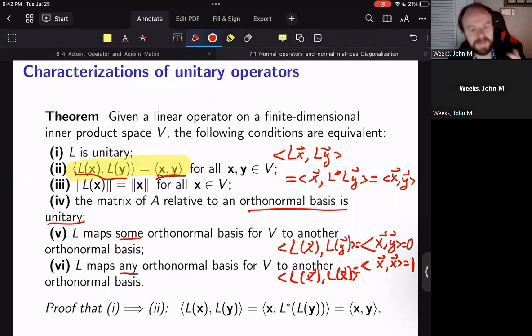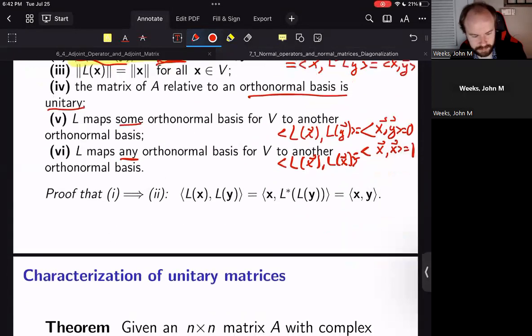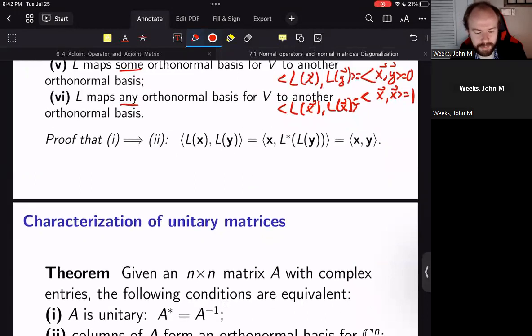Now, this can work for any. If I just show that this operator works for some orthonormal basis, then indeed that can show that this operator is unitary and hence it works for any orthonormal basis here. So we can see here that little bit of the proof of how L star and L work together.